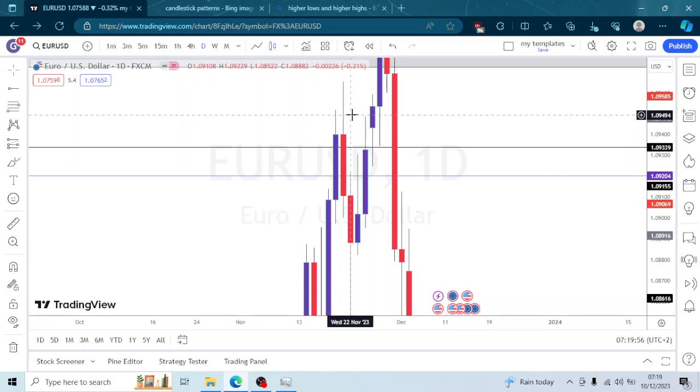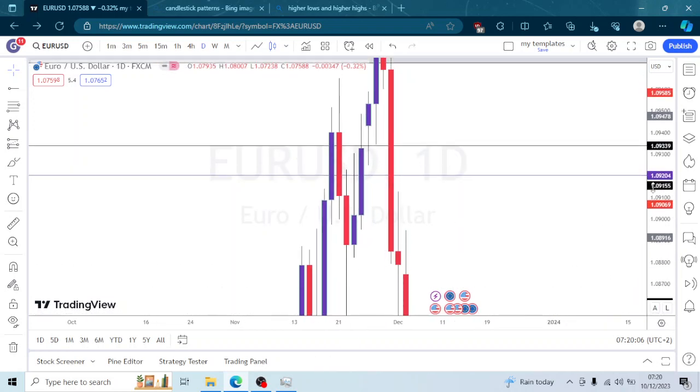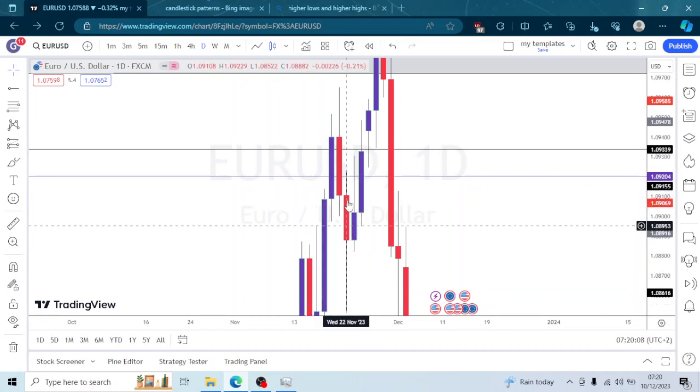What happened at these regions of 1.095? Price was rejected and then it closed right here at 1.093. But look at the candle that it formed. This previous day's candle can fit twice in this body. The body of this previous day can fit twice in the body of this day, right? The body of the 23rd of November can fit twice into the body of the 24th of November.